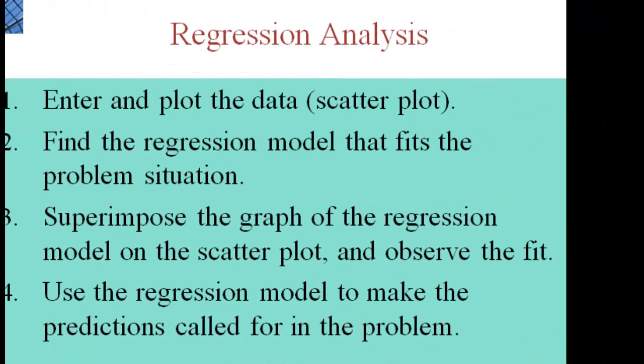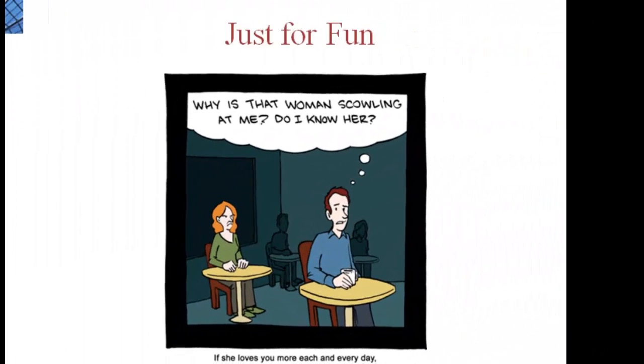The steps of doing a regression analysis are to enter and plot the data, which is making the scatter plot. We find the regression model that fits the problem situation. Is it a linear regression? Is it a quadratic regression? We put that graph onto the scatter plot and look at how well it fits, and then we can use that model to make predictions.